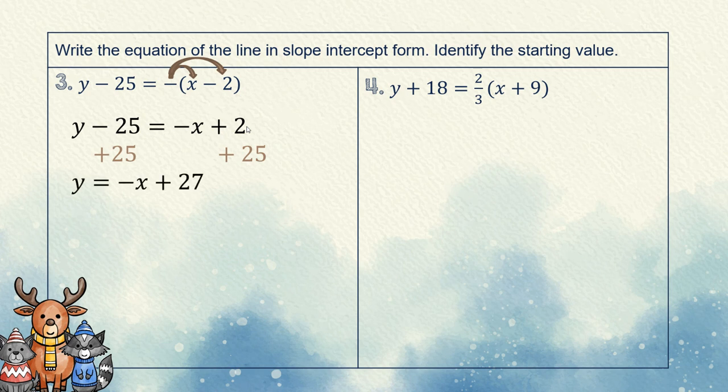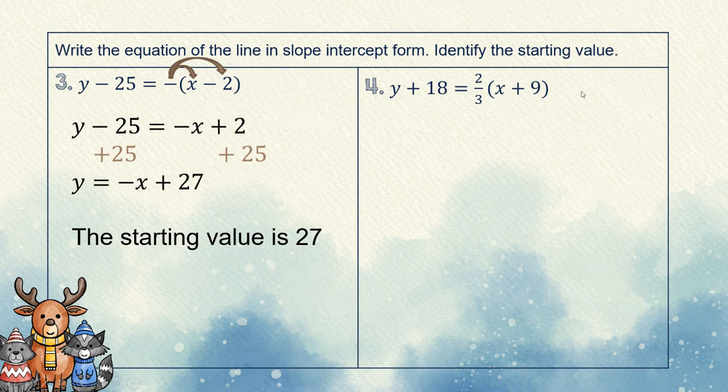Again, it says to identify the starting value. What is my starting value here? Hopefully we're saying 27. So my equation in slope-intercept form, or my function, is y equals negative x plus 27, and my starting value is 27.